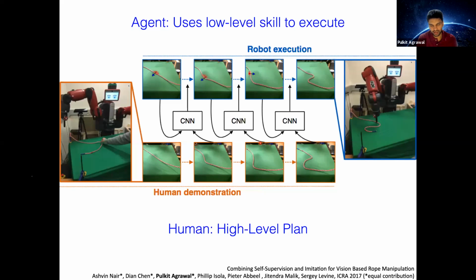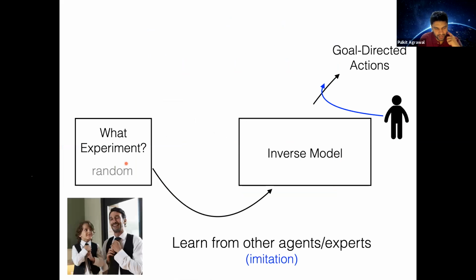So now, one question which also comes up is, we talked about this robotic agent collecting its own data, right? Over here, the robot did some experiments, which is moving the rope around. We learned the inverse model. Then when the human gave a demonstration, we were able to perform actions to execute this demonstration.